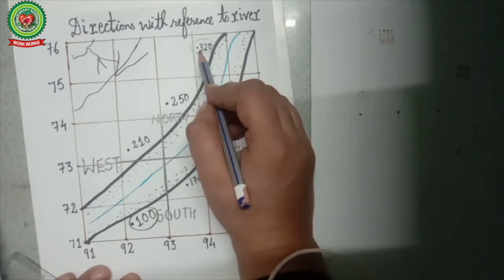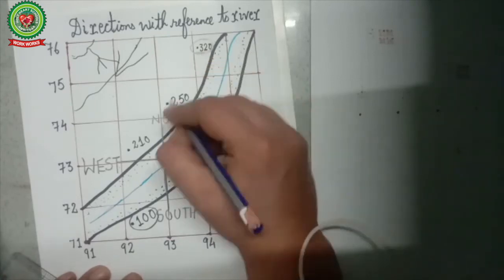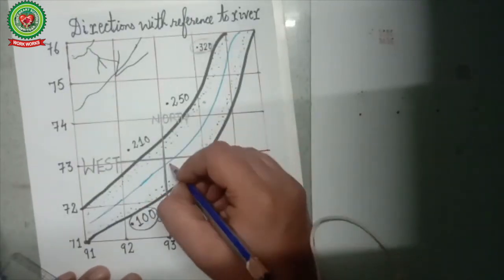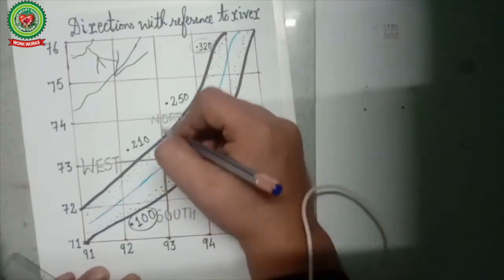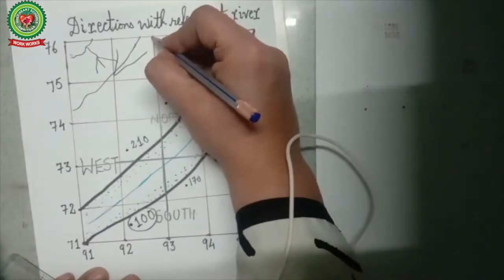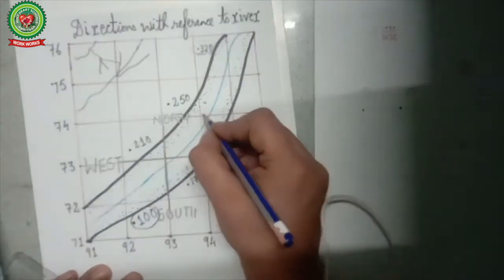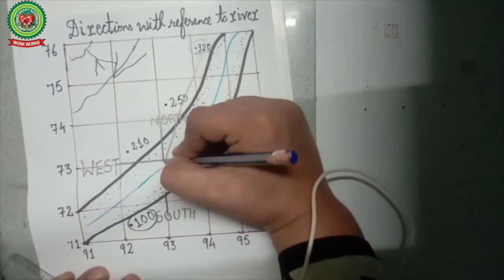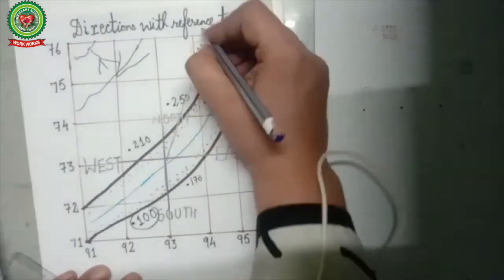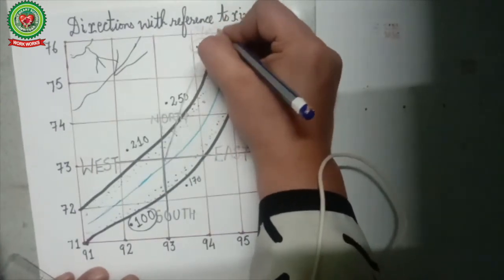Now let us see in which direction this dot 320 lies. It is clear to us that here we have north, here we have east, and it is neither completely in the north nor completely in the east. It is between these two directions. The spot height, if we join it, is between north and east. It means that it is towards the northeast.